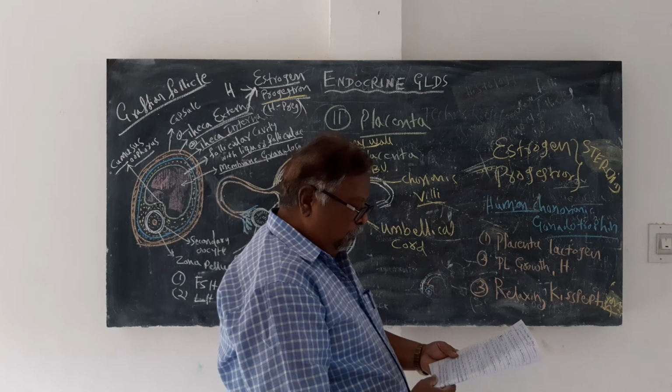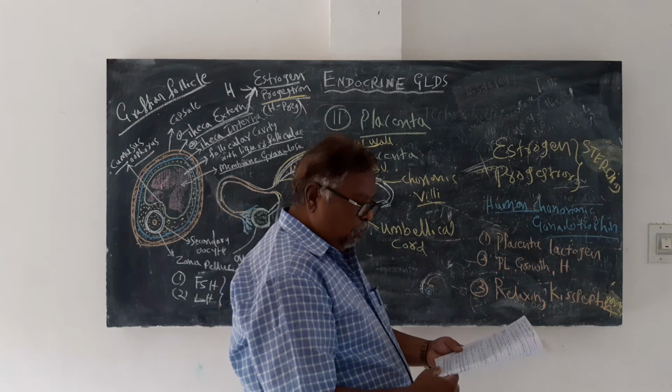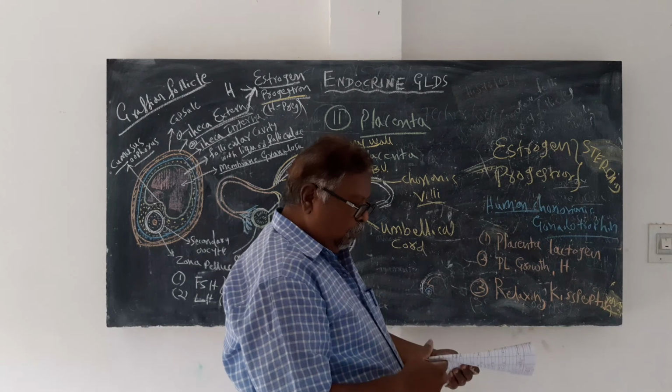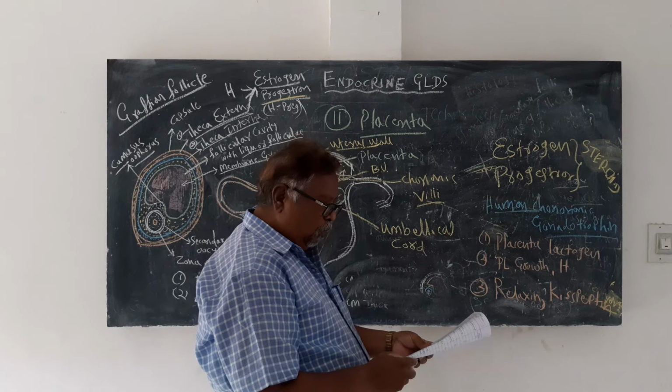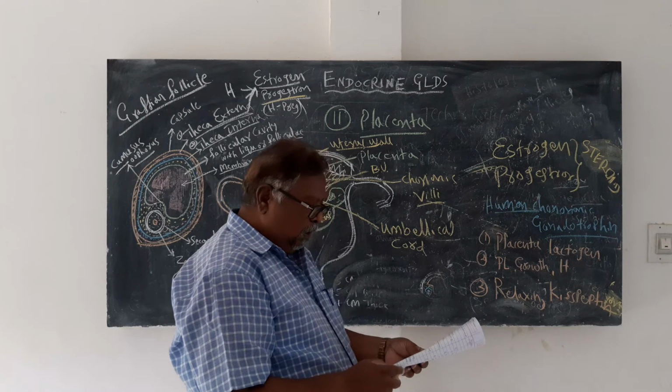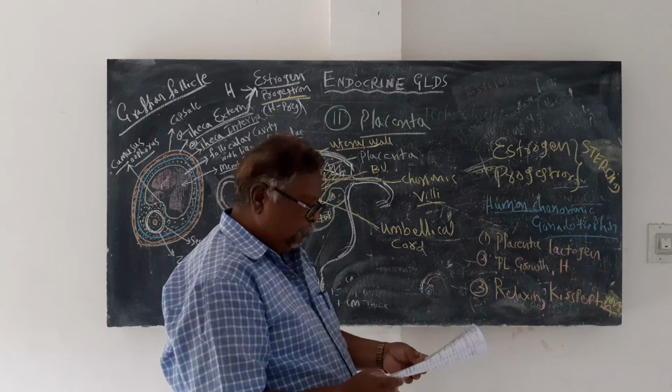The hormone human chorionic gonadotrophin, that is the first hormone to be released from the developing placenta, is measured in the pregnancy test.